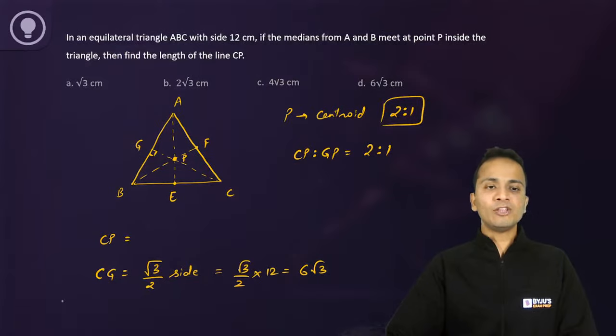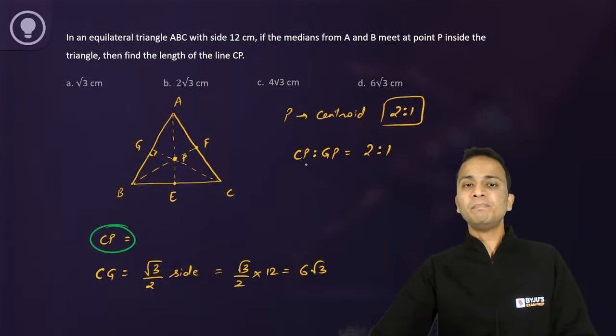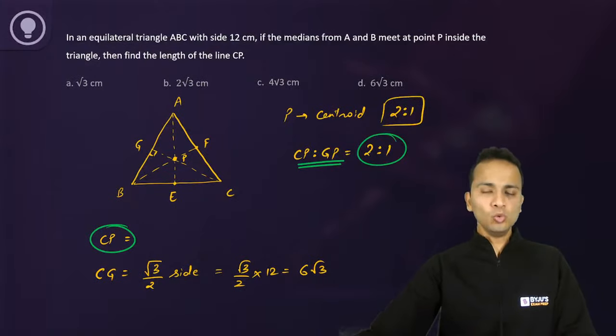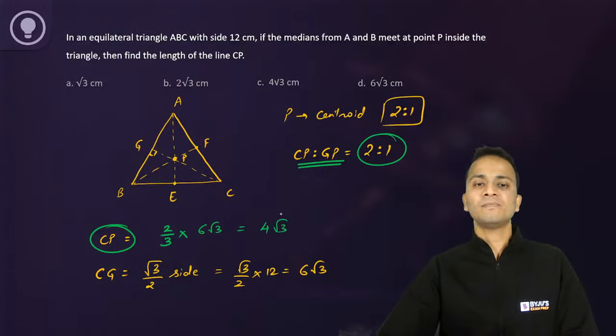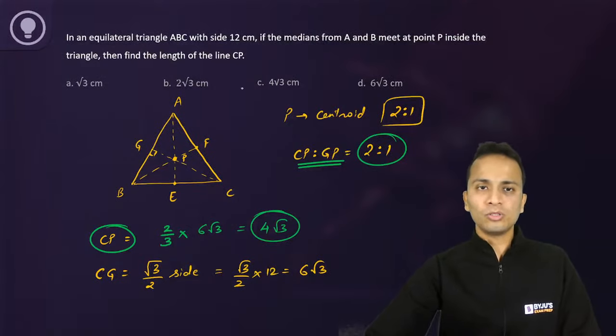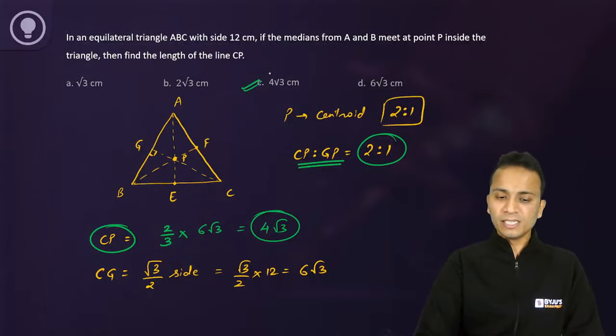Now after getting the length of CG, I can find out the length of CP. Now CP is to GP is 2:1. So we can say that the length of CP will be 2/3 the height of this equilateral triangle. So 2/3 multiplied by 6√3, and this is how you can find the final answer. So answer will be 4√3, that is option C.